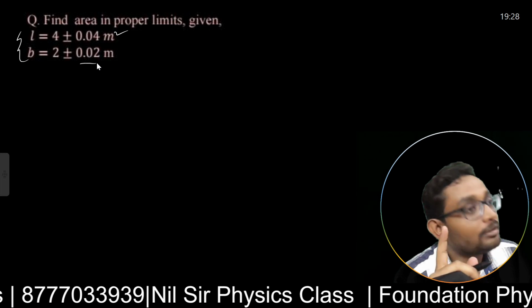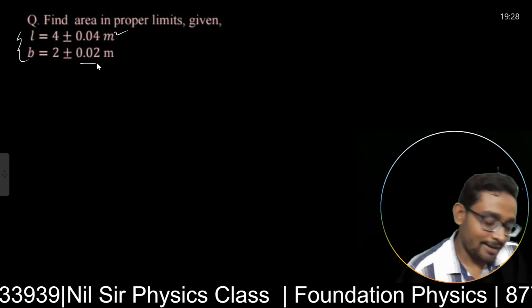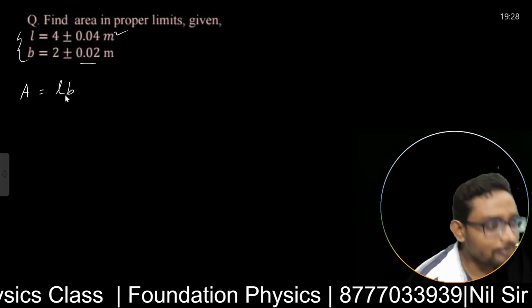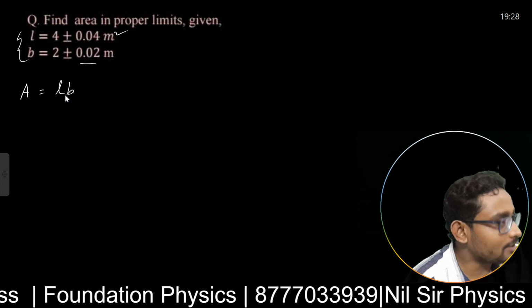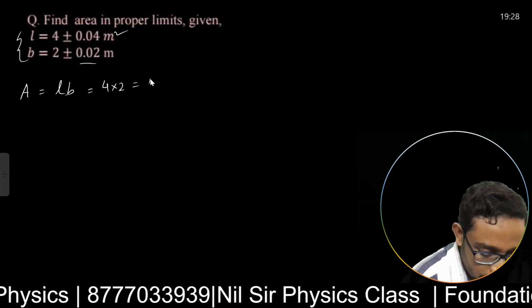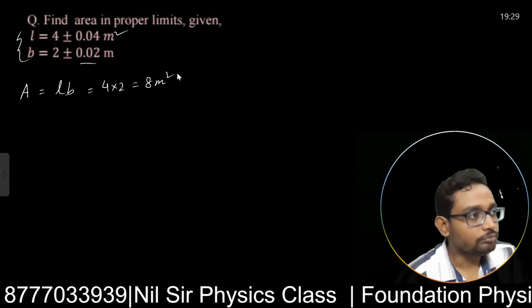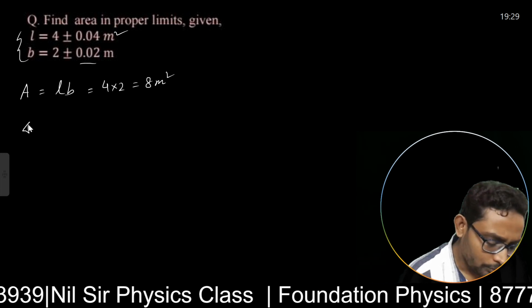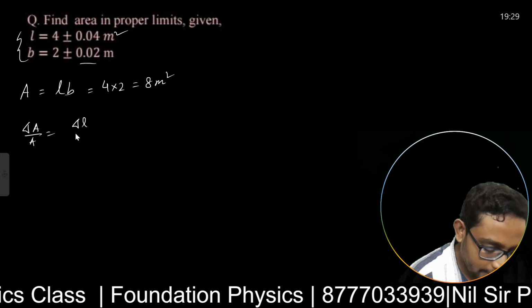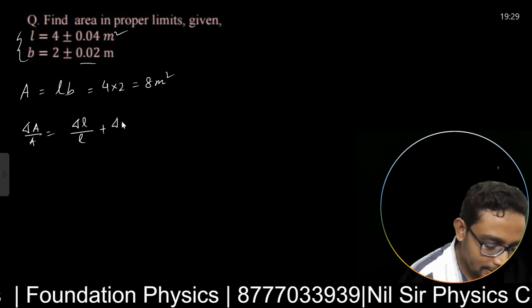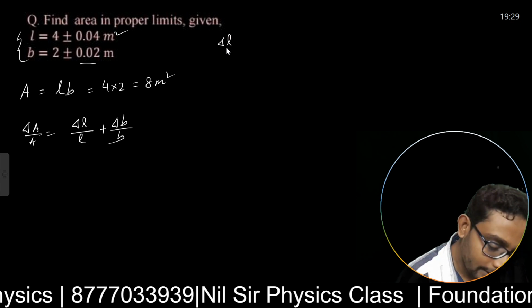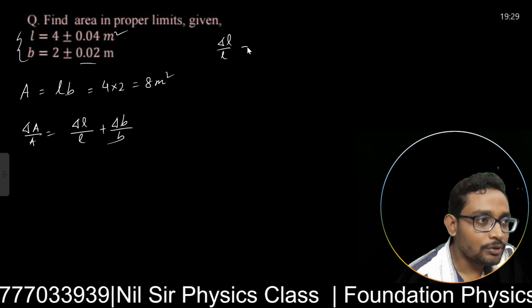8 meters squared, excellent. So area is nothing but L into B. L is the actual measurement, which equals 4 into 2, that is 8. Again, we know delta A by A equals delta L by L plus delta B by B. Can we calculate delta L by L, which equals what?